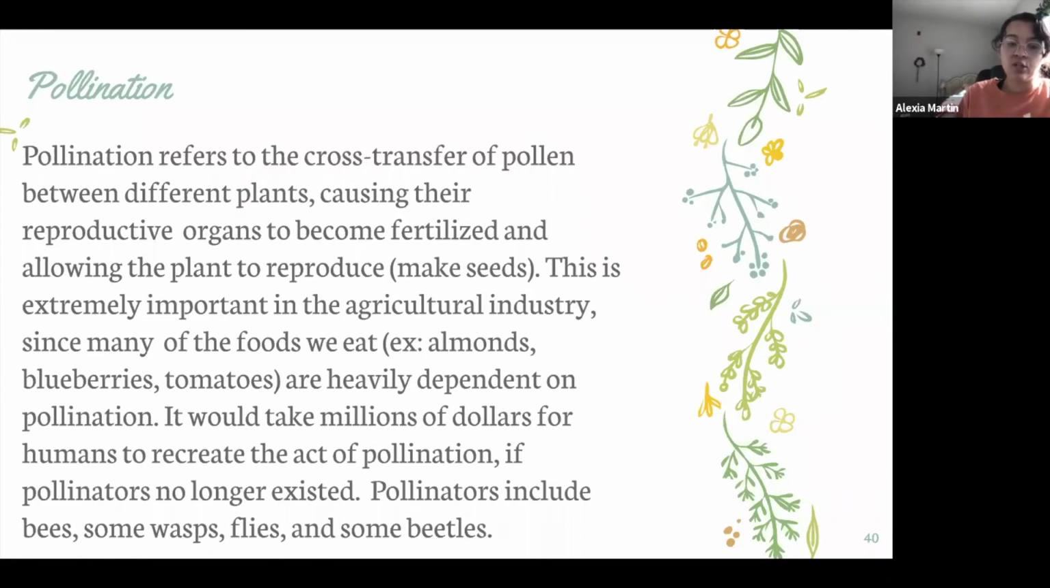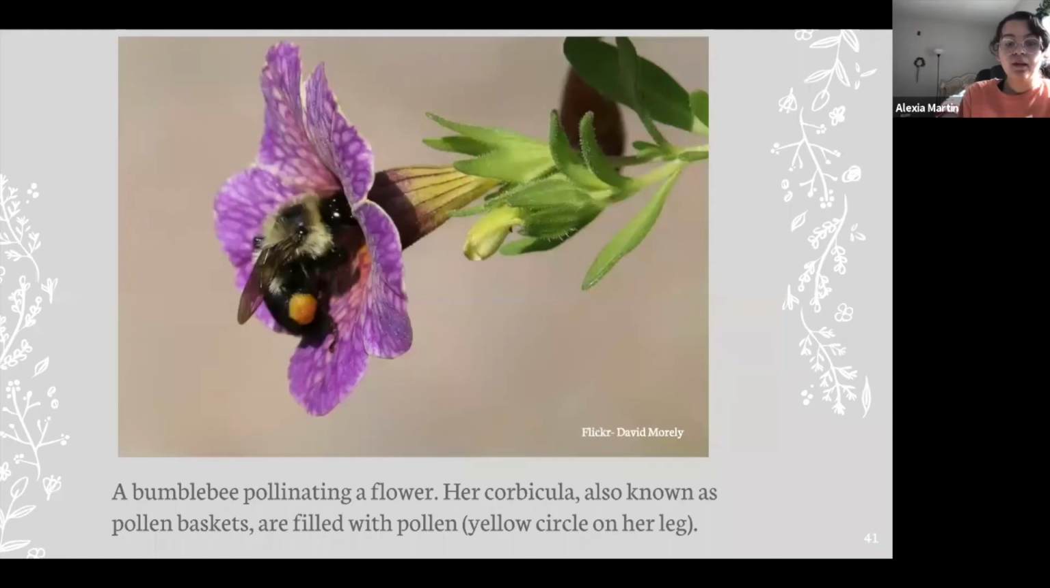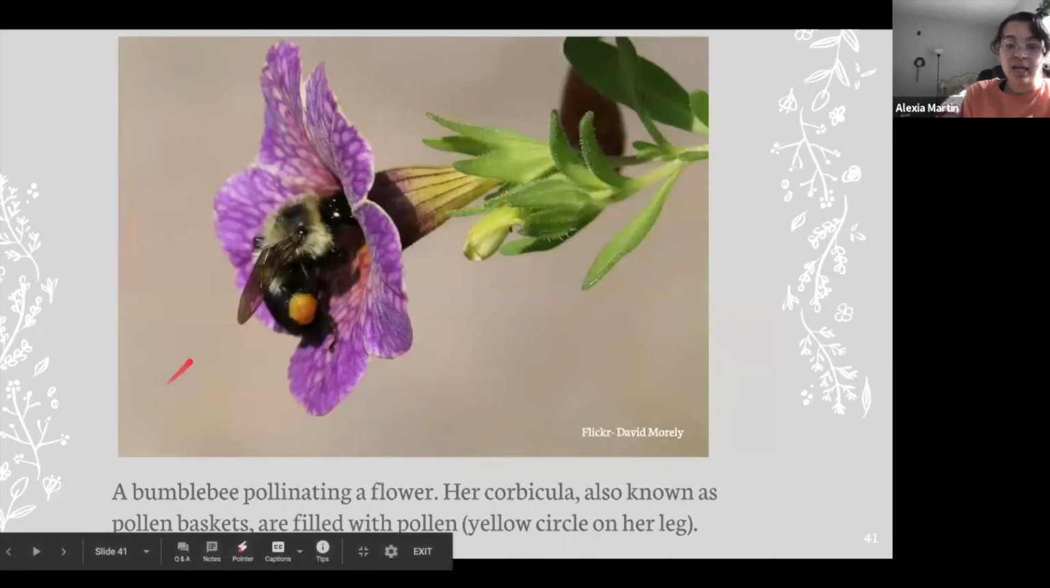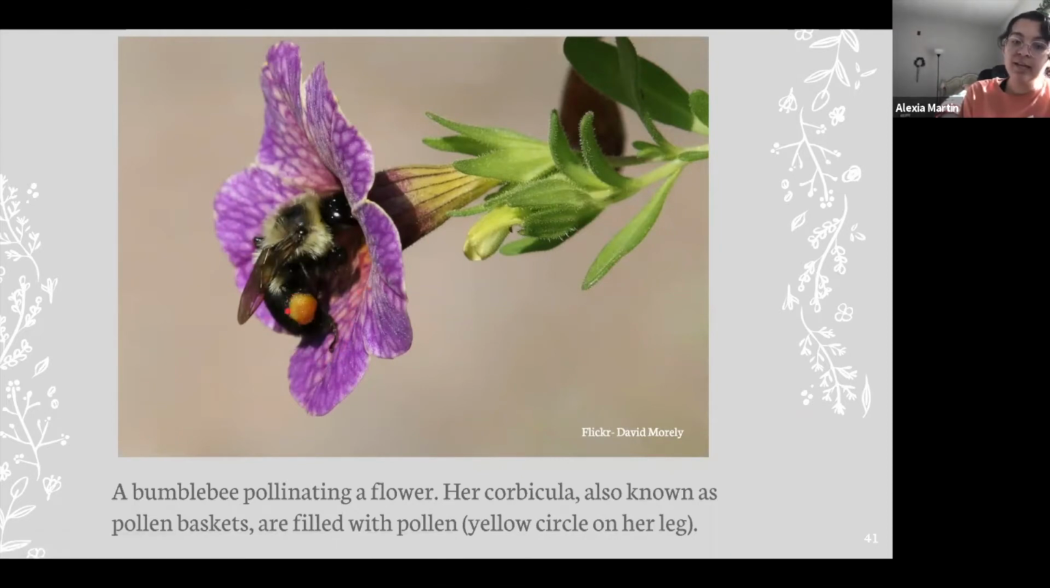Pollinators include bees, some wasps, flies, and some beetles, and also some hemipterans. So in this first picture, we can see a cute little bumblebee, and she's pollinating a flower. As you can see, this yellow blob on her leg is pollen, and she's carrying it on a part of her leg called the corbicula, or the pollen basket.